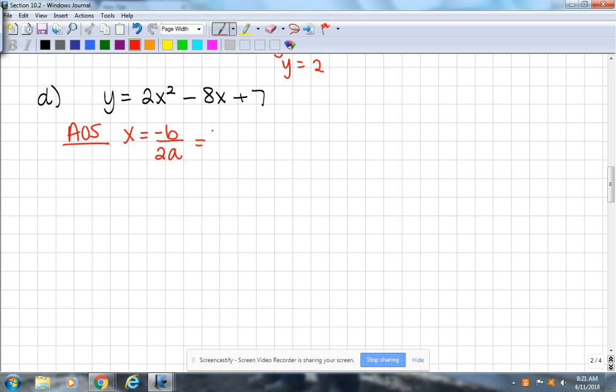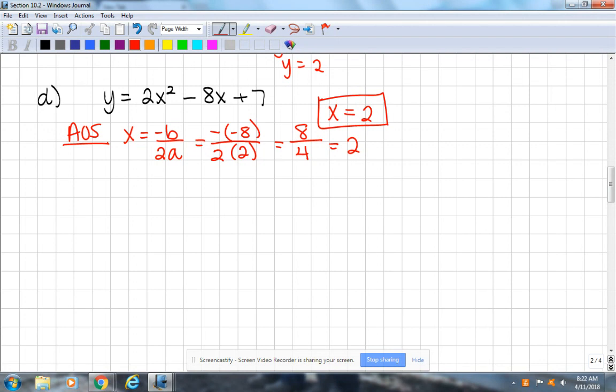So x equals negative, and then what is my b? Negative 8 over 2 times what's my a? 2. Then I simplify. What's negative negative 8? Positive 8 over 2 times 2 is 4. And 8 divided by 4 equals 2. So my axis of symmetry is x equals 2. So any questions about how we got the axis of symmetry?